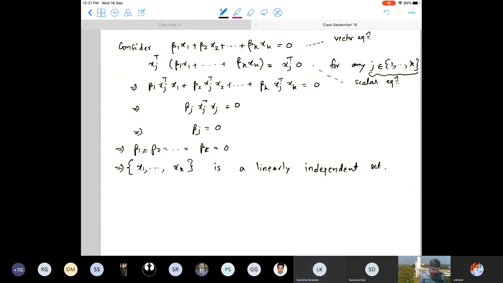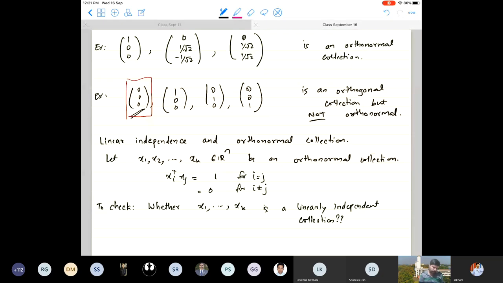What is the definition of linear independence? If you see x1, x2, up to xk, linearly independent or not, you take this linear combination beta 1 x1 plus beta 2 x2 plus up to beta k xk and equate it to 0. If 0 is a linear combination of x1, x2, xk, then the only way in which you can get 0 is to multiply each of these vectors by the scalar 0, which implies that beta 1 up to beta k, all of these scalars, are equal to 0. So that is linear independence.